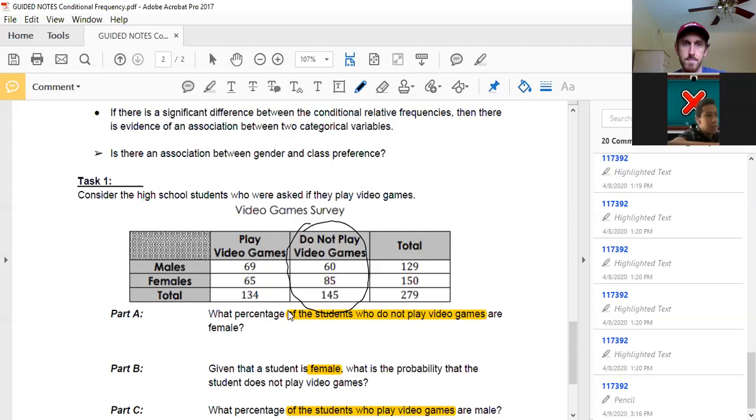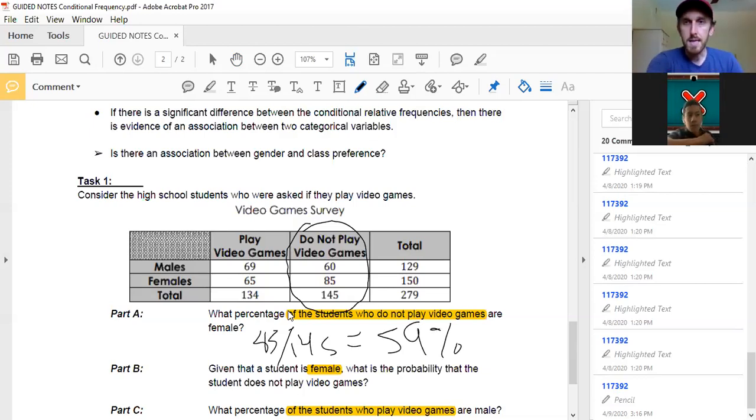All right. You divide 85 by 145. Right, 85, which is the number of females, and divide that by the total number of people who don't play video games. And what's that number? 59%. Okay. So again, it's super important that you're looking at the specific condition that they set for you, and it's always going to be given to you in the problem.